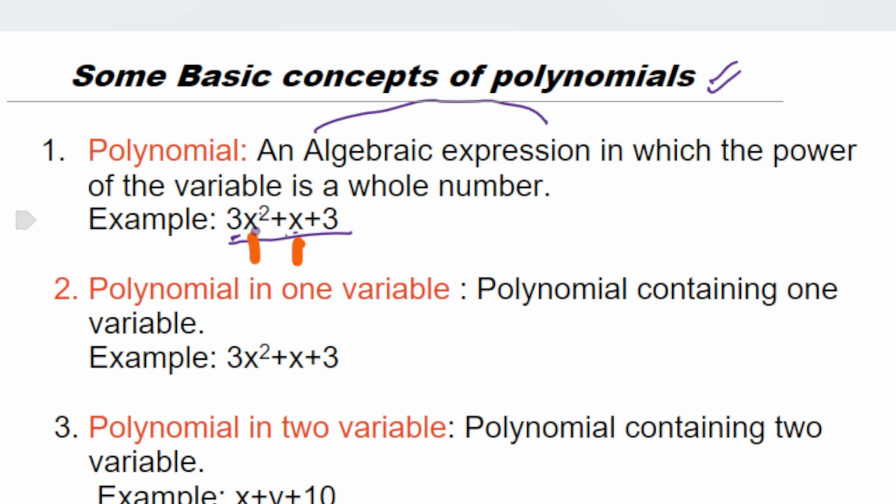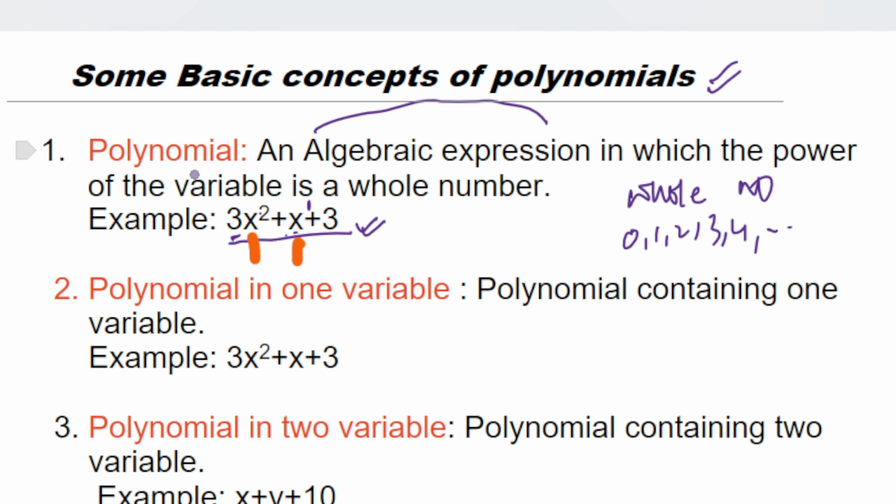So what is the power of this variable? 2. What is the power of this variable? 1. 2 and 1 are whole numbers. Let me write here whole number. Starting from 0, 1, 2, 3, 4, all these numbers are whole numbers, and if the variable contains any one of these whole numbers as its power in the algebraic expression, then it will be called a polynomial. I hope you understood the basic definition of a polynomial.